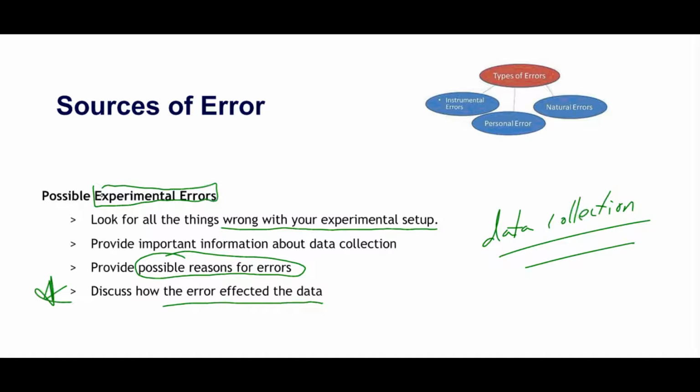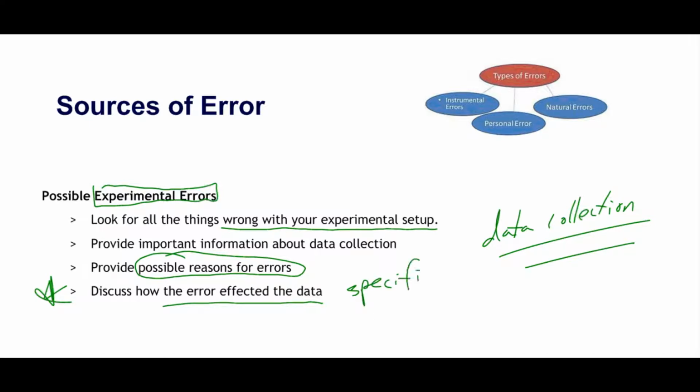You wouldn't say miscalculations because that just shows that you made a mistake in your calculations. It's not a mistake in the way the data was collected. So focus on data collection. Do not just say human error, but be very specific when you're talking about sources of error.